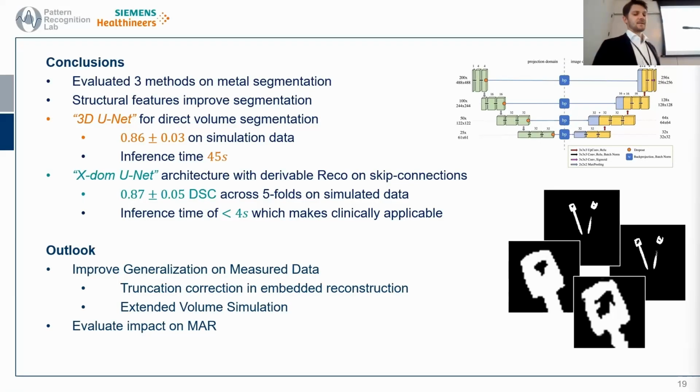As an outlook, I would definitely propose to improve the generalization of our cross-domain method, tackling the 2 problems that remain with it. And also Tristan is actually at the moment evaluating the impact of these better masks on the success of metal artifact reduction algorithms. With that, I would be at the end of my talk and would love to accept questions.